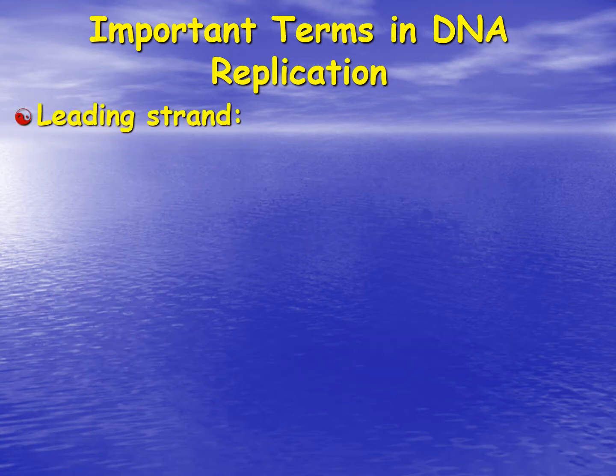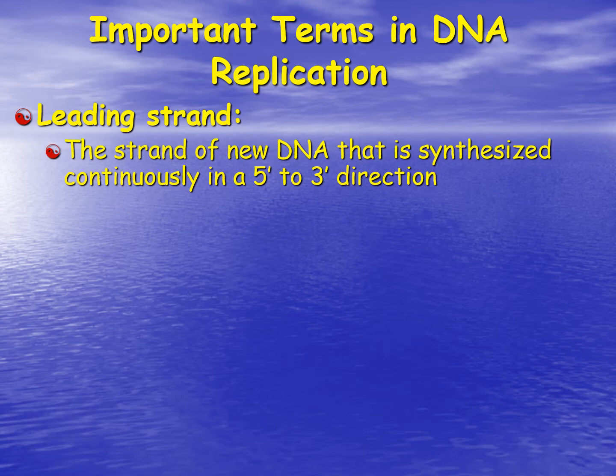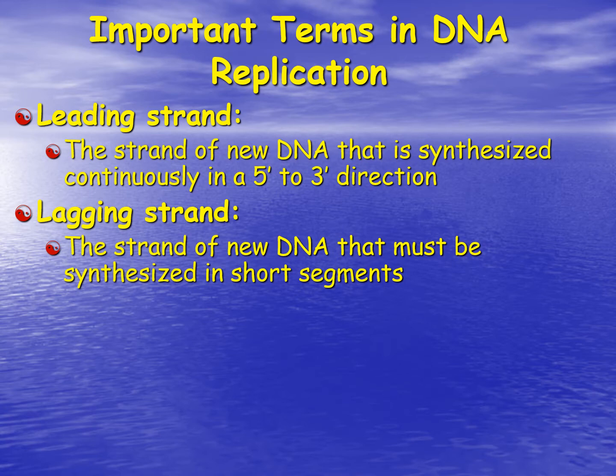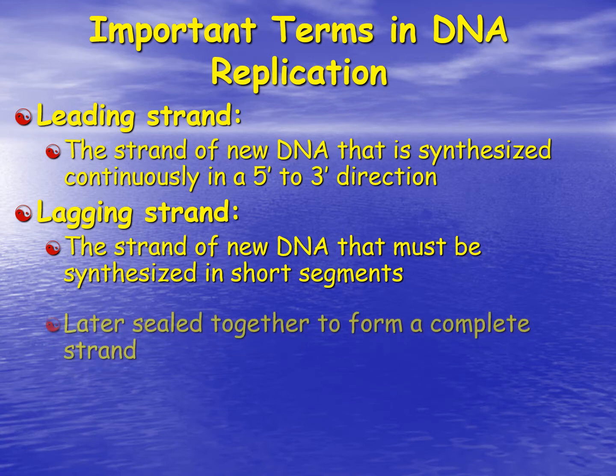Now, because the anti-parallel arrangement means that the two strands are made in opposite directions, we can call one strand the leading strand. This strand of new DNA will be synthesized continuously in a 5' to 3' direction towards the replication fork. The lagging strand, because it is running in the opposite direction, however, cannot be made towards the replication fork. It is actually made away from the replication fork, and it is done so in short segments that will then be tied together by DNA ligase.